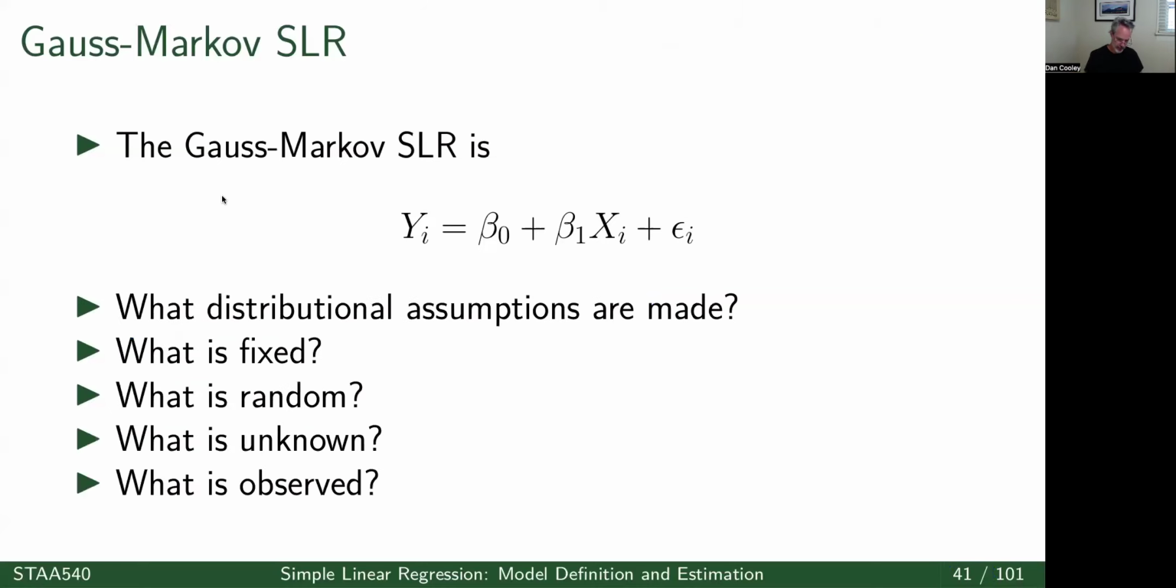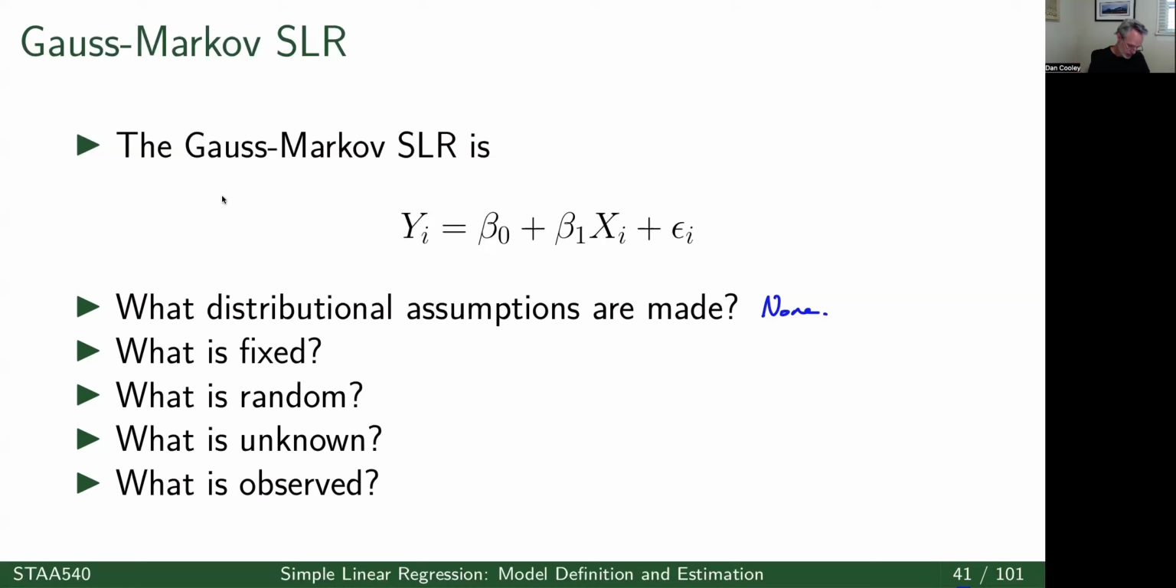So slide 41 basically is summarizing what we did. What distributional assumptions are made? Basically, we're assuming that no distributional assumptions are being made. We are assuming that it's mean zero, that it has a common variance, but we don't specify Gaussian. We don't specify normal. Gaussian and normal are synonymous. If you're unfamiliar with Gauss, the Gauss distribution is what is often referred to as the normal distribution.